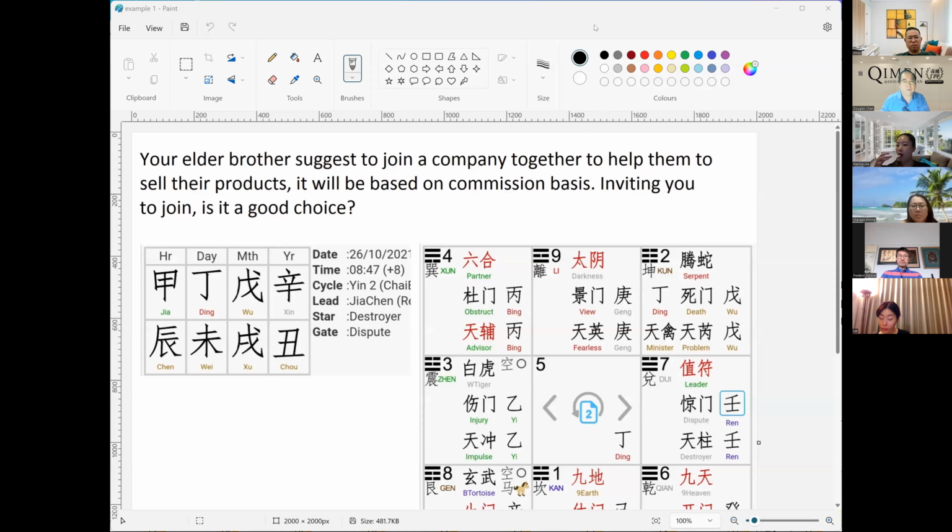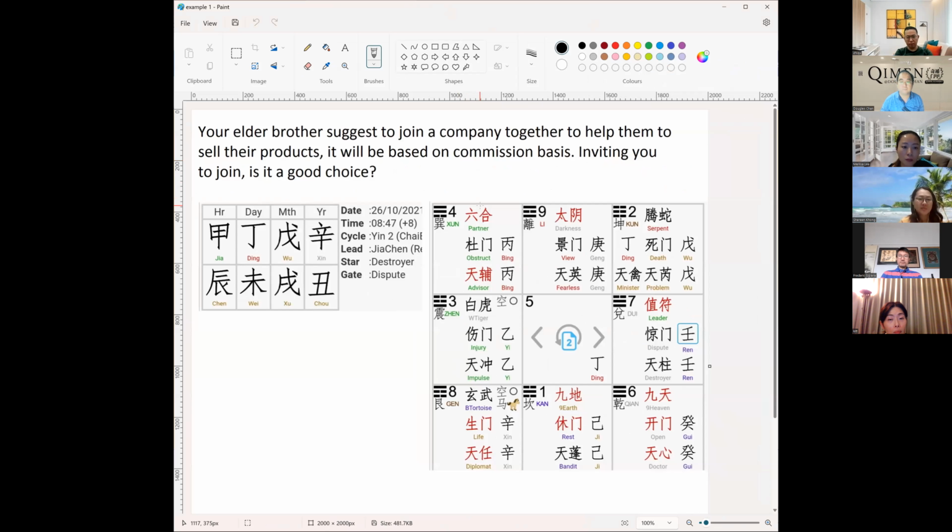Okay, how do we look at this kind of question on the element together with the stems? Now we look at this particular question. Let me expand further. Your elder brother suggests you join his company to help him sell their product. It will be on a commission basis, inviting you to join. Is it a good choice? So basically, it's inviting you to be a freelancer, sell something, you get some commission. That's all.